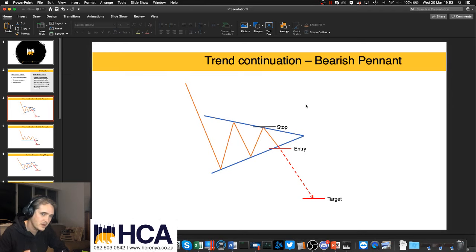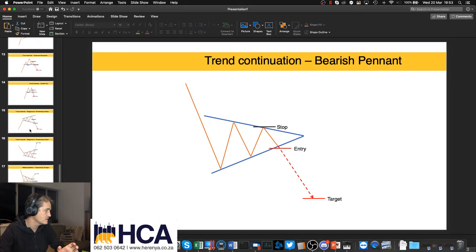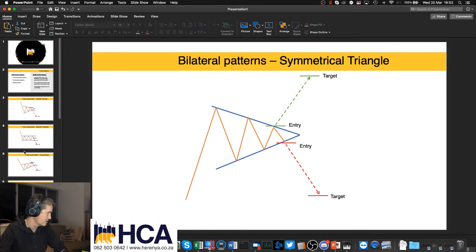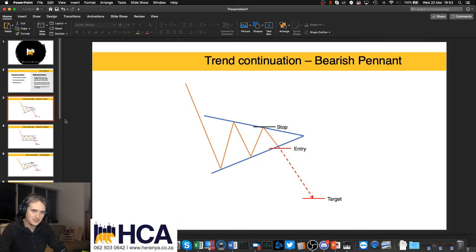Now, this is a bearish pennant, yes, but later on we'll see that it is also a symmetrical triangle. So it is a bit of a conundrum. These pennants and triangles are actually bilateral, but they can act in two different ways, which is trend continuation as well as bilateral. So they can be trend continuation or reversal is the point.